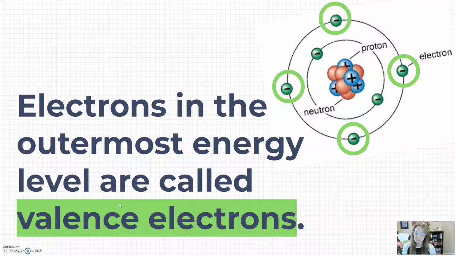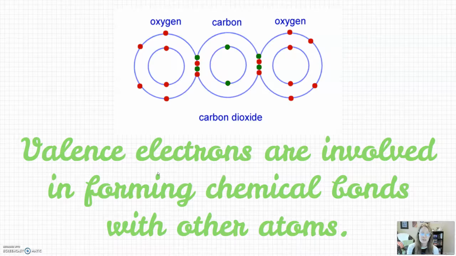First, electrons in the outermost energy level are called valence electrons. This is something that you should already know. Valence electrons are involved in forming chemical bonds with other atoms. This is why valence electrons are important and why we are learning about them.